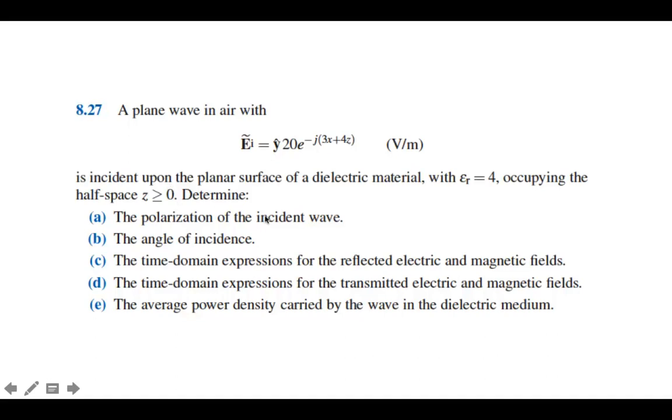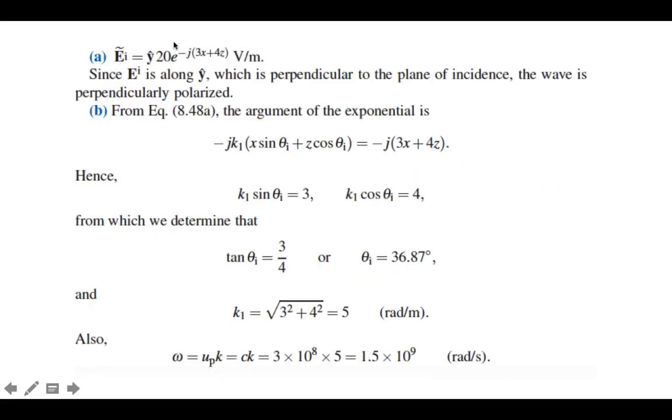So we're asked to find the polarization of the incident wave, the angle of incidence, time domain expressions for electric and magnetic fields, and for transmitted electric and magnetic fields, and then the average power density. The dielectric material to the right has εr equals 4. So once again, since E points along the y direction and that's perpendicular to the plane of incidence, which would be the xz plane, the wave is perpendicularly polarized.